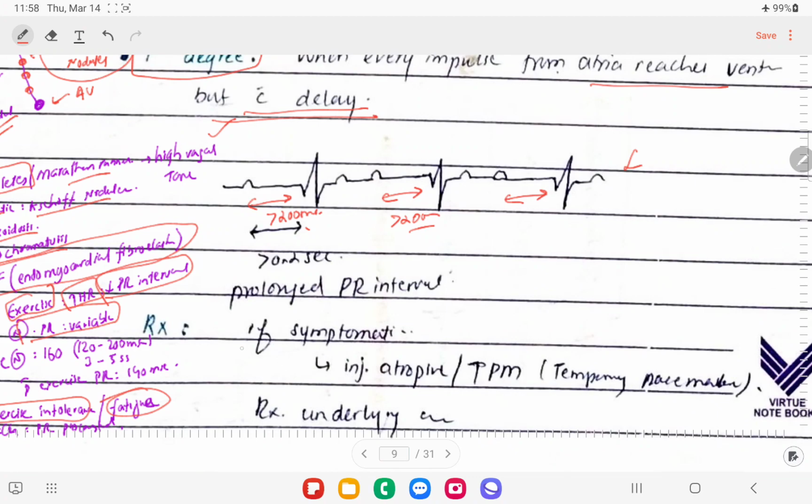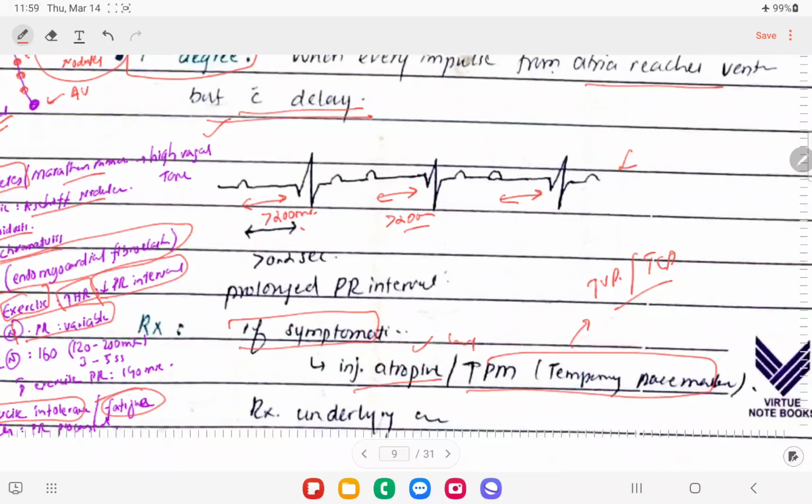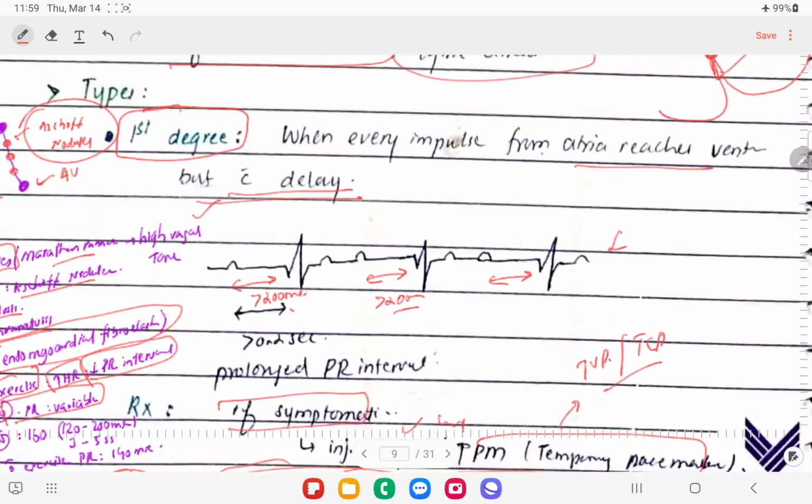If the patient becomes symptomatic, we can give injection atropine 1 mg. We can go for temporary pacemakers, usually transvenous pacing or transcutaneous pacing, and I'm going to talk about that later on. Then the next thing is to treat the underlying cause. So that's all for first degree heart block.